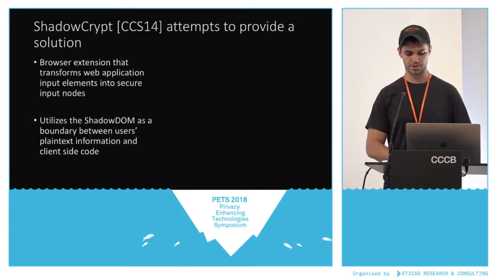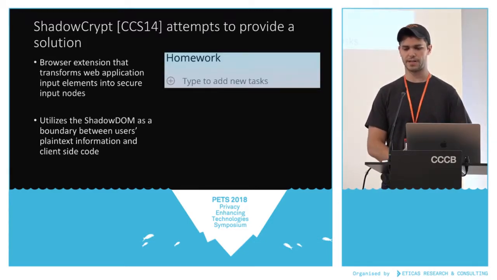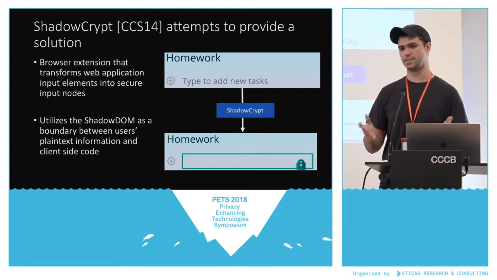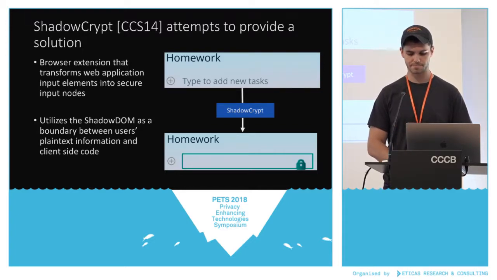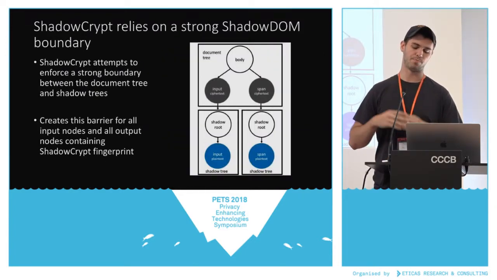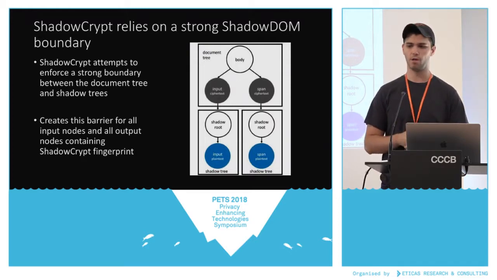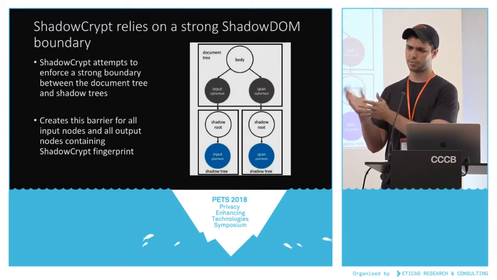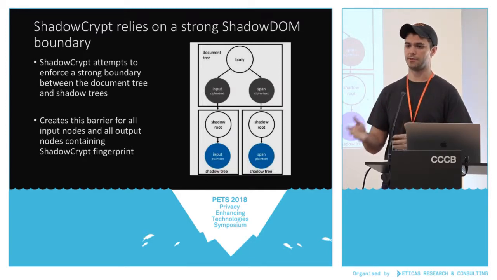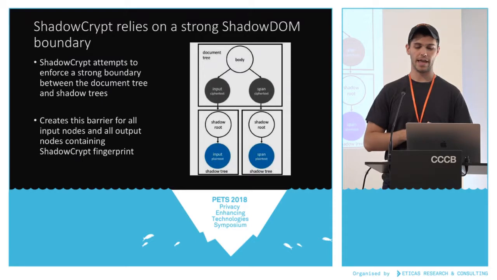So from a user interface perspective, what would happen is if you had a web app where you're about to type in your homework for that week, if you were using ShadowCrypt, instead of just having a plain input, it would look something like this. The user would be able to see, oh, this is secure. And what's happening under the hood is ShadowCrypt is parsing the DOM, finding all of the input nodes, and also finding all of the output nodes that have a ShadowCrypt fingerprint. They take those input nodes and attach a shadow tree. And in that shadow tree is where the user will actually interact.